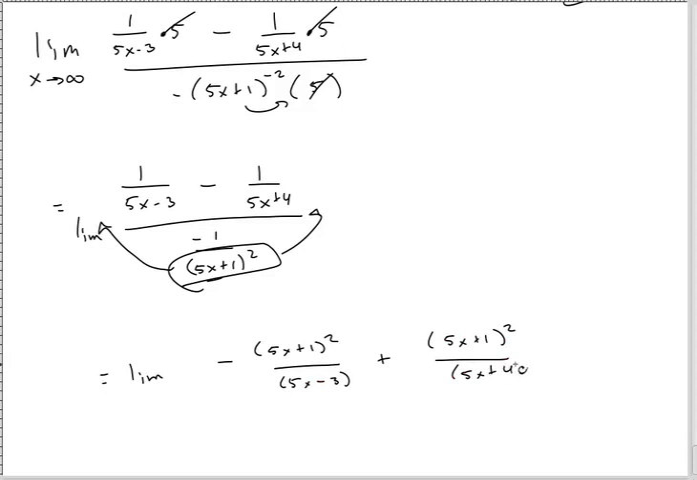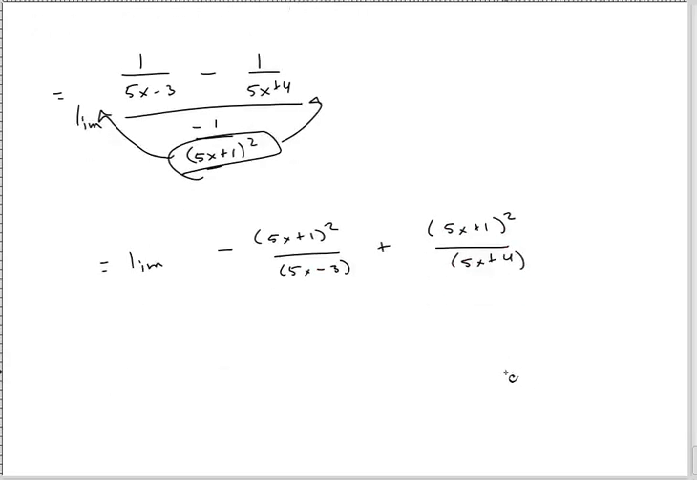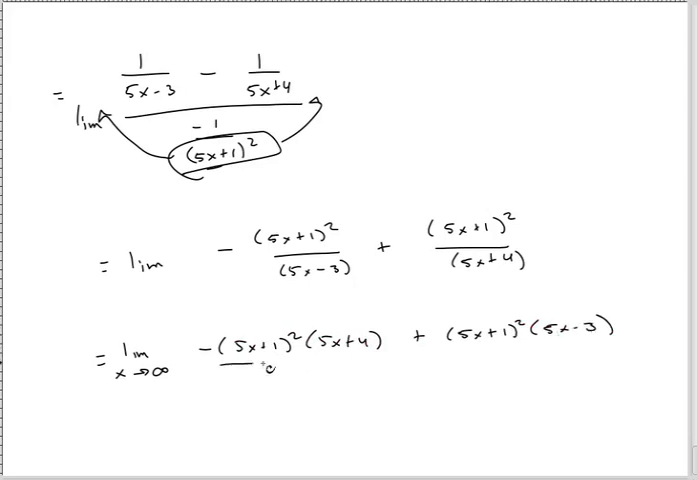Okay, cool. Now what? Well, we need a common denominator to make sure that L'Hopital's is still going to work. And so, common denominator, here we go. I got a negative (x plus 1) squared times (5x plus 4), and then I got a positive (5x plus 1) squared times (5x minus 3), and all divided by (5x minus 3) and the (5x plus 4).